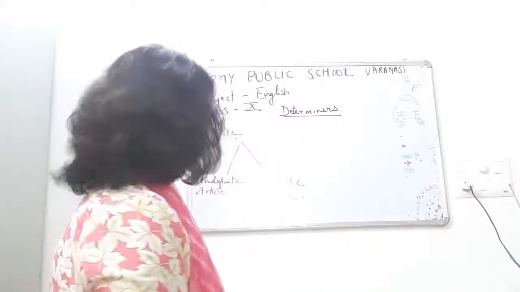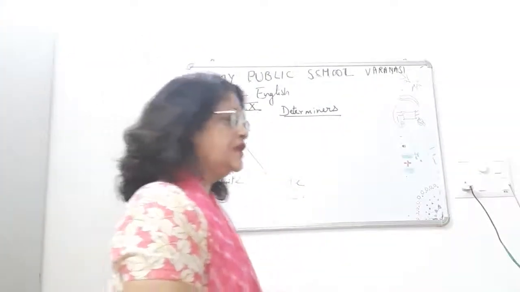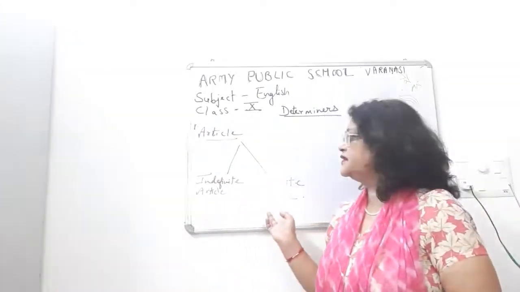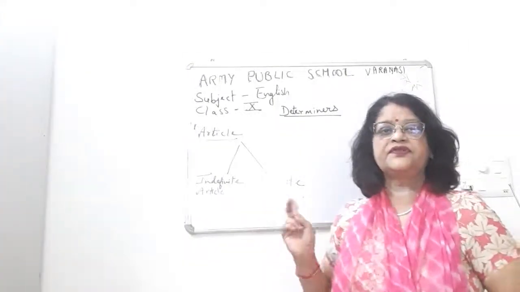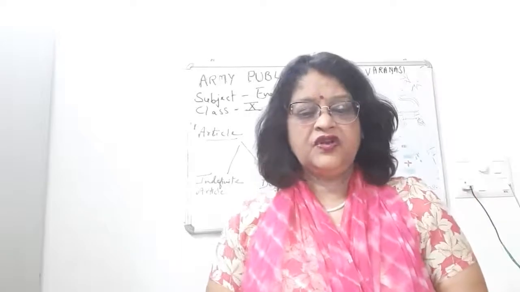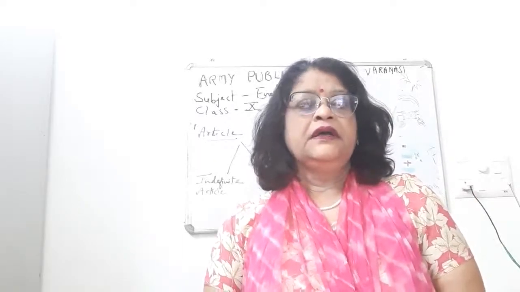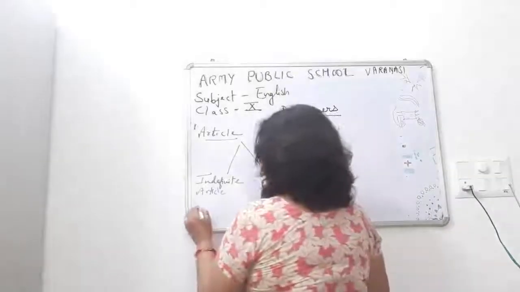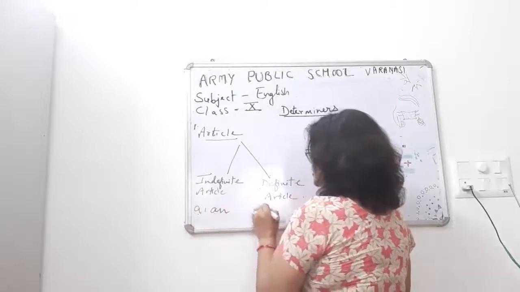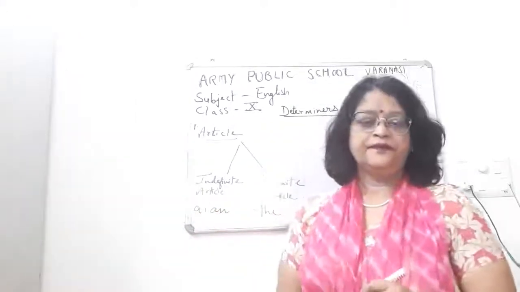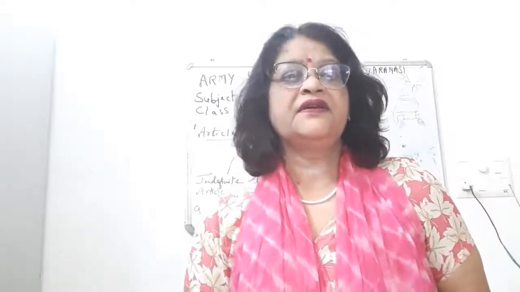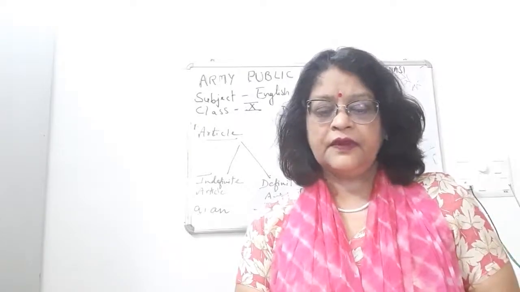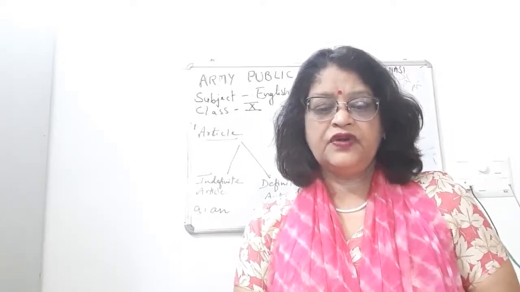One is definite article and the other is indefinite article. So there are 2 types of article, and I think we all know. Children, indefinite article is a and an, and definite article is the. So indefinite article is a or an, and definite article is the. Okay.